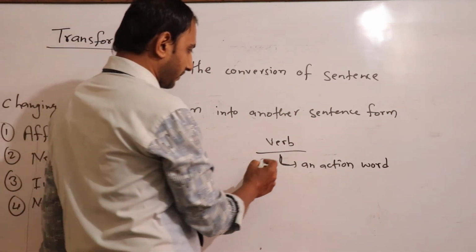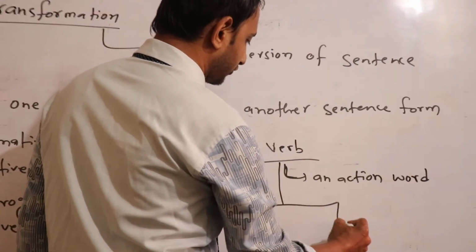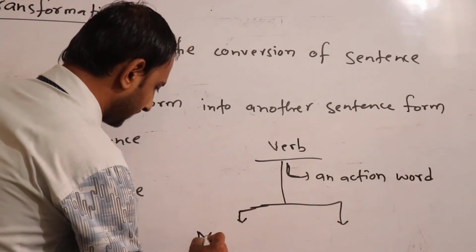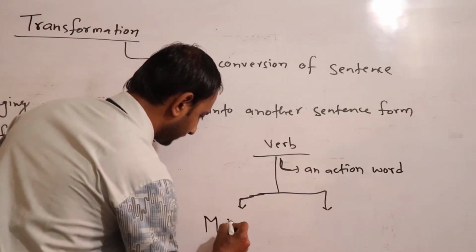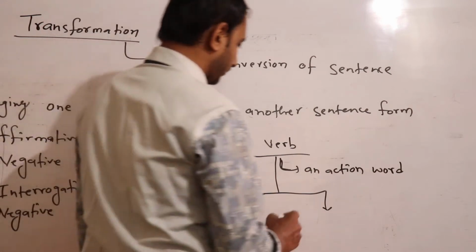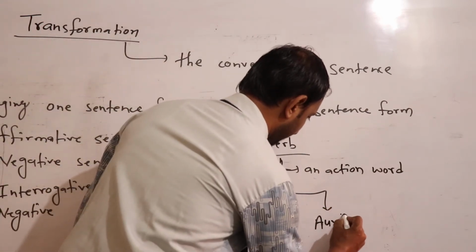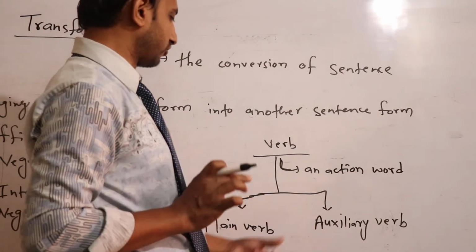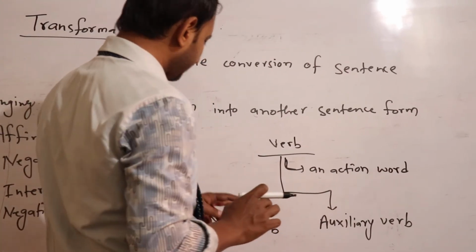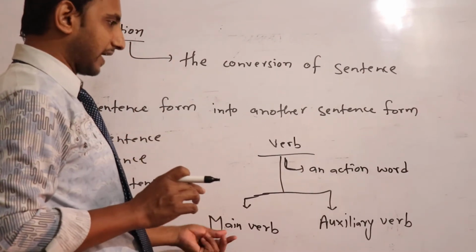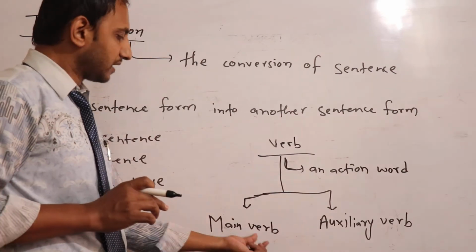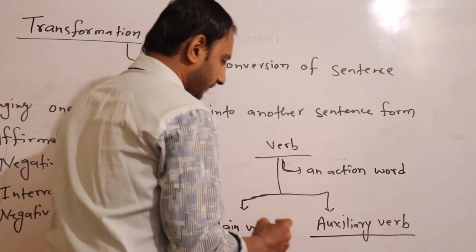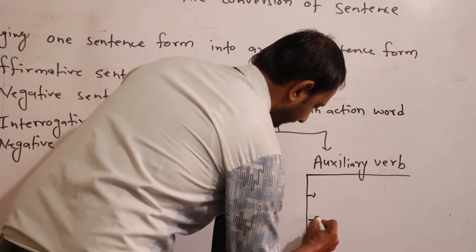And we know that verb is mainly divided into two types: one is main verb, and another one is auxiliary verb. Main verb and auxiliary verb. Again, main verbs are divided into different parts, just like regular verbs and irregular verbs. Auxiliary verb is again divided into mainly four parts.